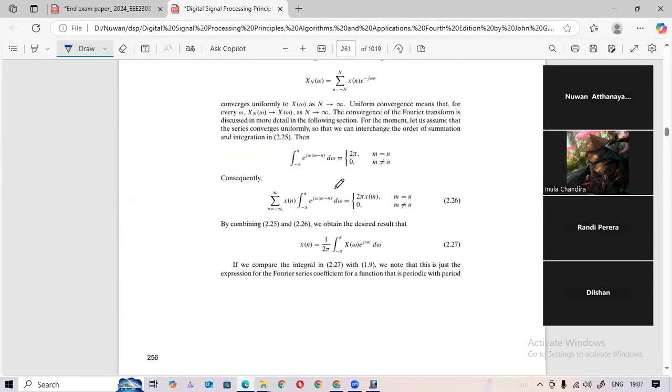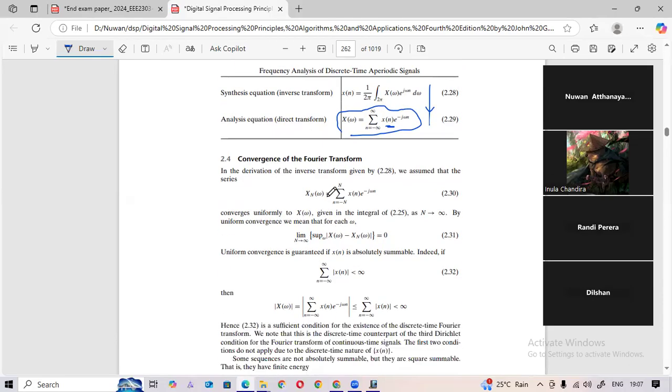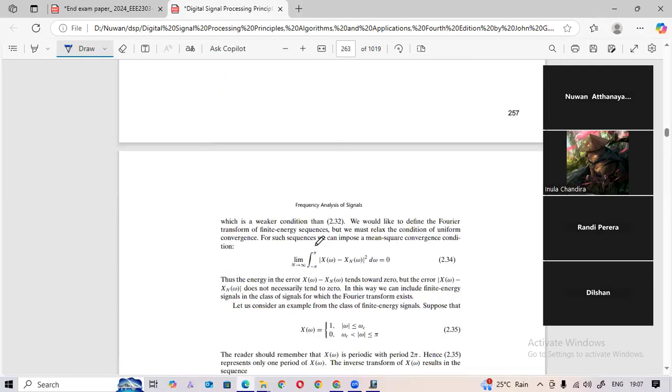And this is the identity you need to use. This is how we convert a time domain signal into the frequency domain. If you are given a sequence, you will be able to do this very easily. This is not a big one, so very easily you can do that.